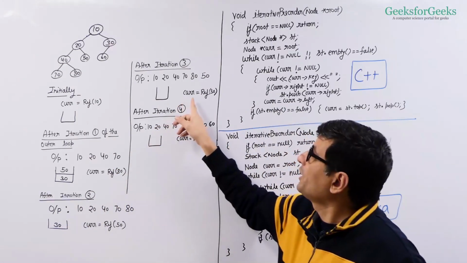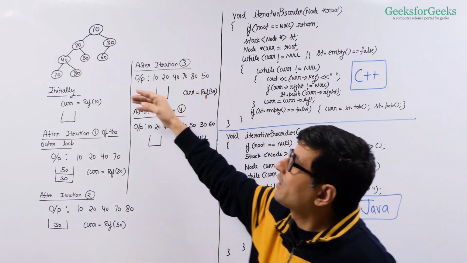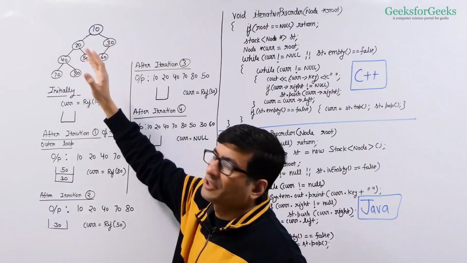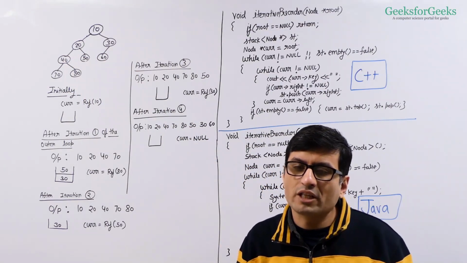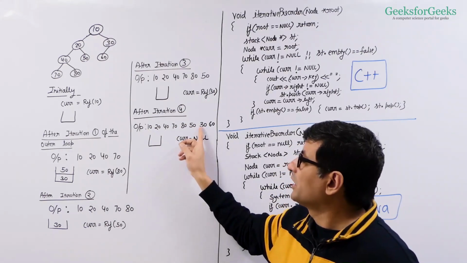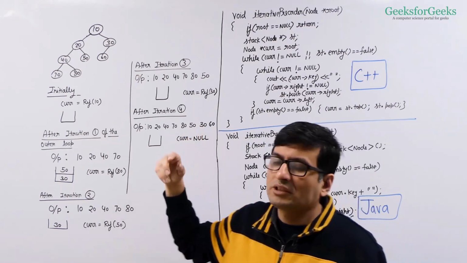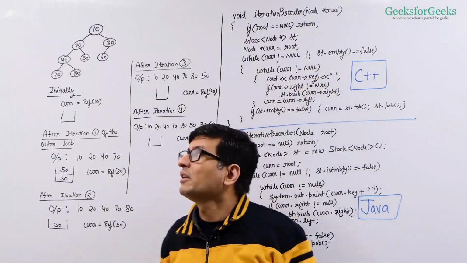Now when we take 50, we are going to print 50 on the screen and we are going to go to 50's left, left, left, and we are going to push 50's right children. But 50 has nothing, right? So we'll simply go to the null, 50's left, and when we go to the null, we take out the next item from the stack, which is 30. When we take out 30 from the stack, what happens? We begin the execution again from the beginning once we have taken out 30.